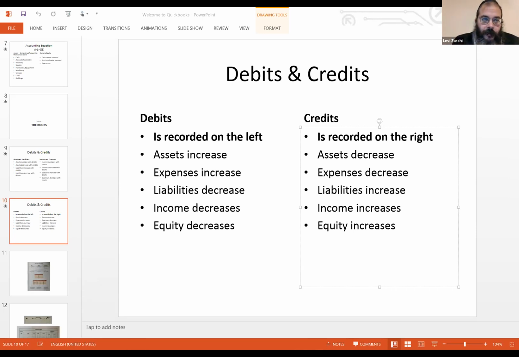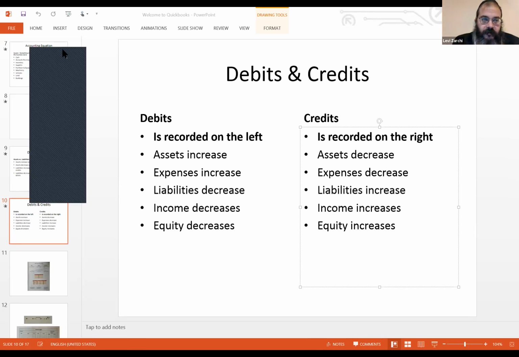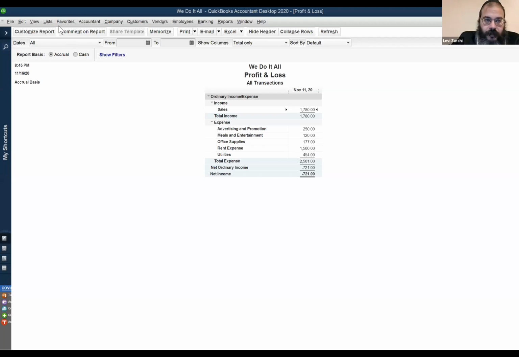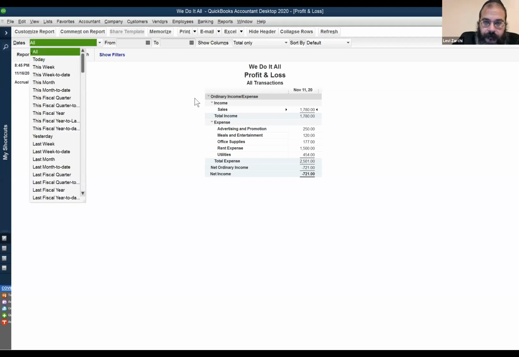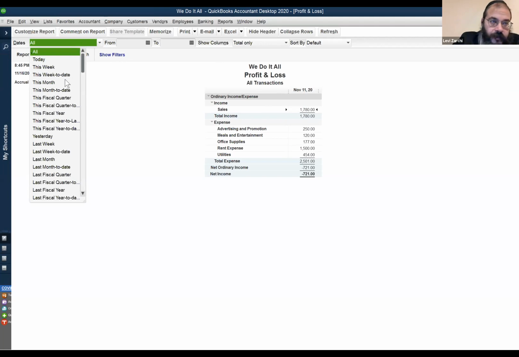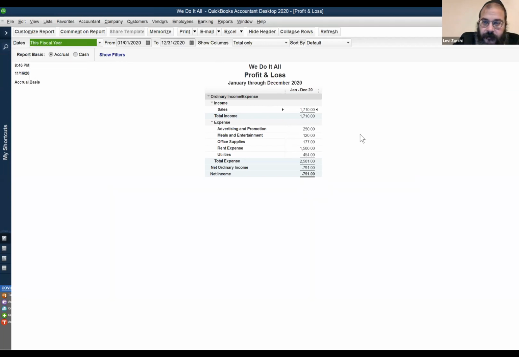So again, if I take the drop down and I would say, instead of this fiscal year, say all, you would see the number 1780. Actually, let me reshare the screen. Let's share QuickBooks. Okay, so again, we're sharing over here. If we would say all, the number here will be 1780. And if I would say only this fiscal year, the number would drop to 1710.